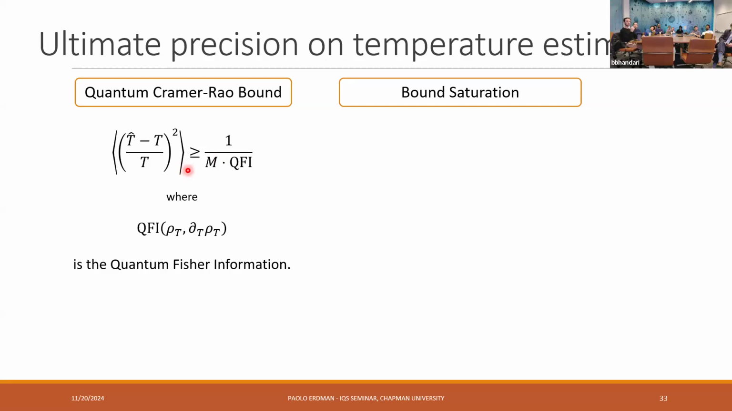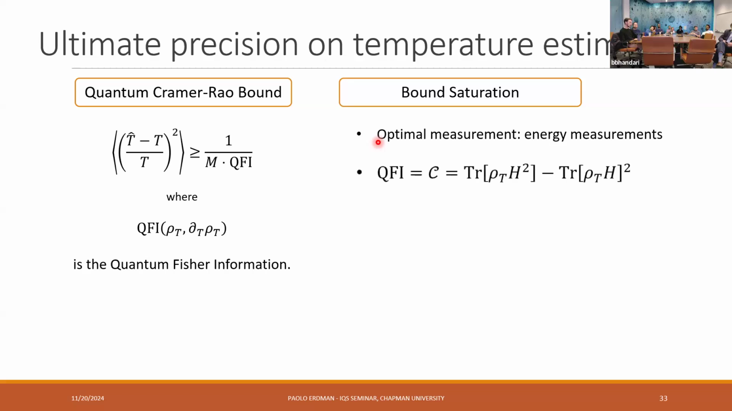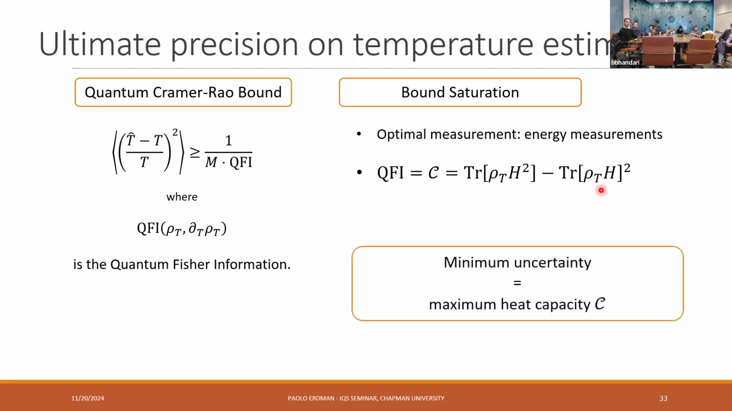And what has been shown is that if you just want to estimate the temperature, the best measurement you could do is just an energy measurement. So you should measure the energy of your thermometer. And once you do that, the quantum Fisher information is simply the heat capacity of your thermometer. And so this is telling us that if we want a thermometer with minimum uncertainty, we need to find a system that has maximum heat capacity.